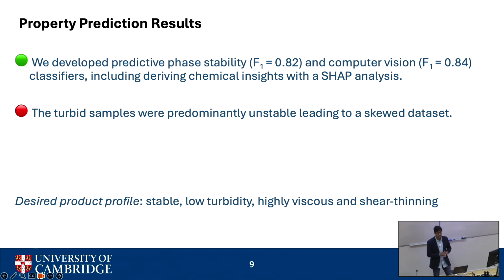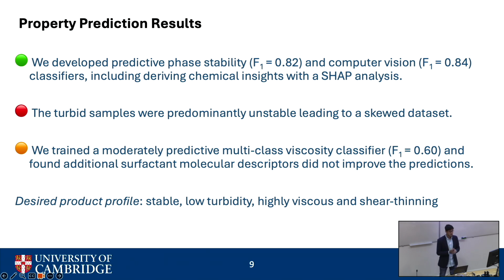But if we're thinking about product design, so initially I've been screening this space, but if we're thinking about product design, then the desired shampoo formulation is stable with a low turbidity, high viscosity, and shear thinning properties. And most of the stable samples reached the industrial turbidity requirement.